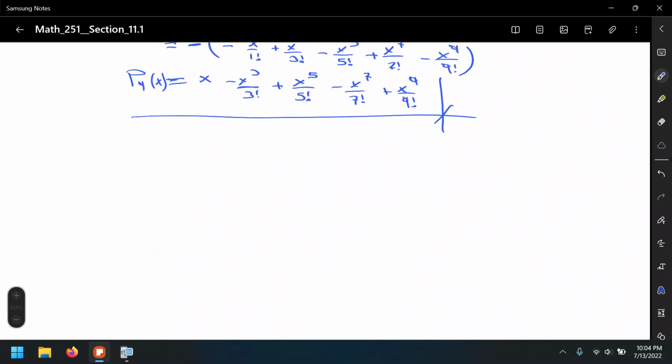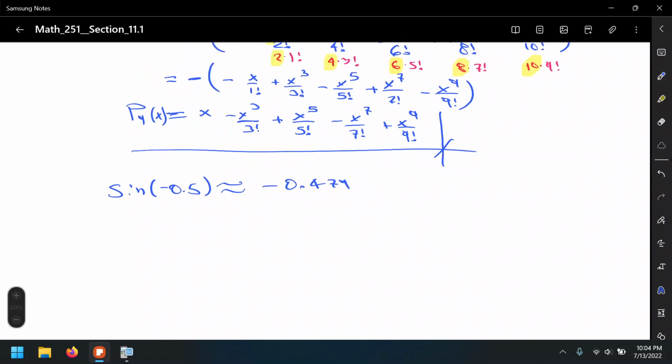And of course, they're asking us as well to find an approximation for this polynomial at negative 0.5. So in this case, sine of negative 0.5, on both the approximation and the actual, is going to be negative 0.479. We get this value by plugging in negative 0.5 wherever we see the letter x in the polynomial, using a calculator to simplify that, and then comparing with the actual one by computing this on the graphing calculator.